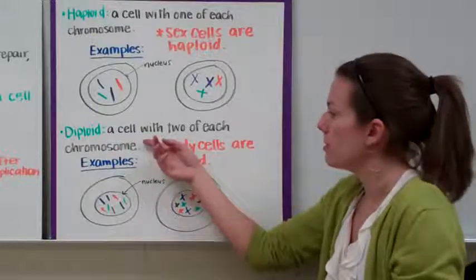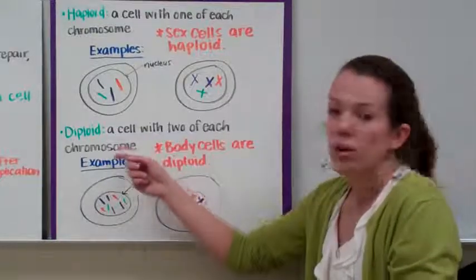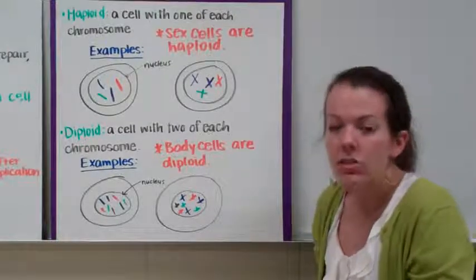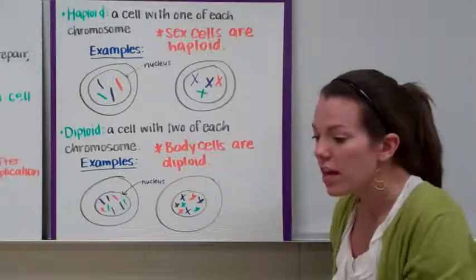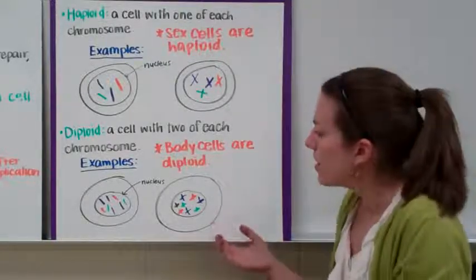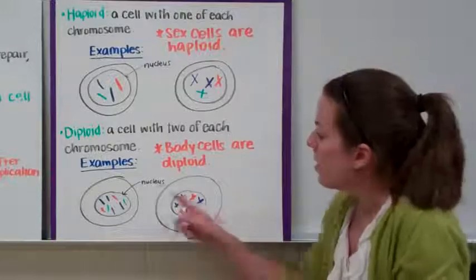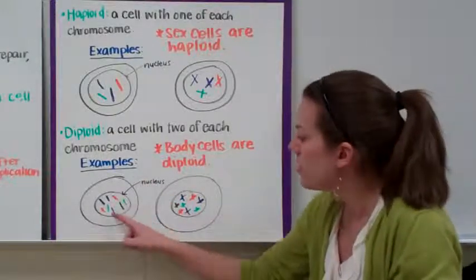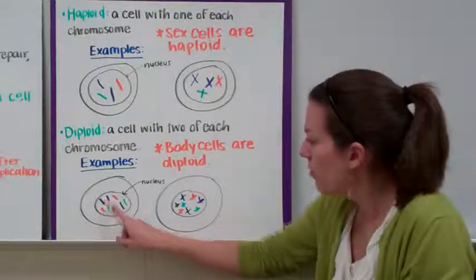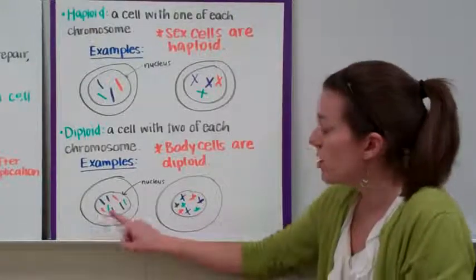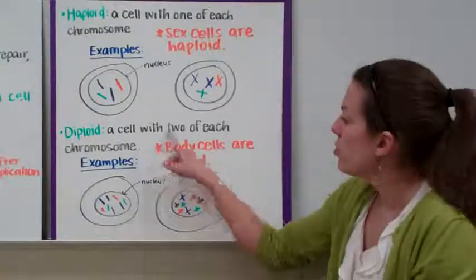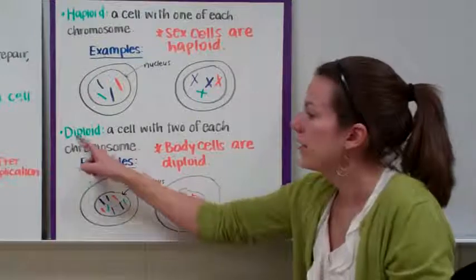Now, diploid cells have two of each chromosome. So our body cells, also known as somatic cells, are diploid cells. Your hair cells, your eye cells, your skin cells, those are all diploid. Now let's look at what these pictures actually look like. This is a sketch of a cell, and this is the nucleus. If we take a look in the nucleus, let's count the purple chromosomes. 1, 2. We have 2 orange chromosomes, 2 green chromosomes, and 2 blue chromosomes. So this has 2 of each chromosome, therefore it is diploid.